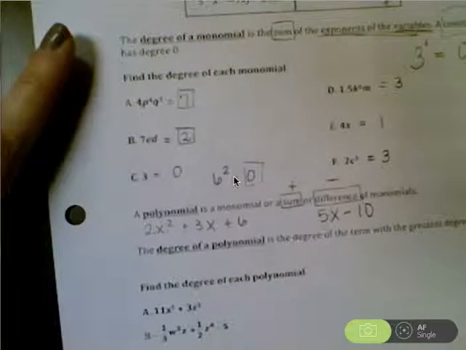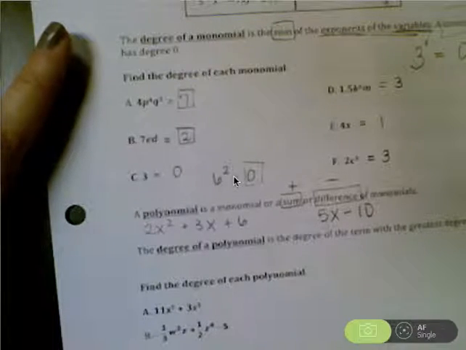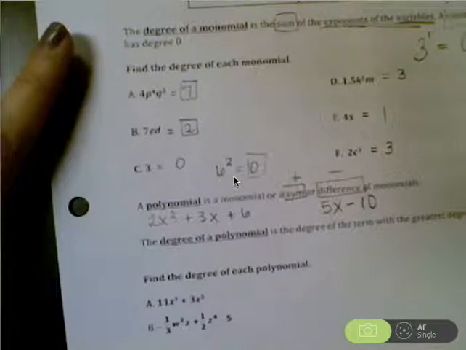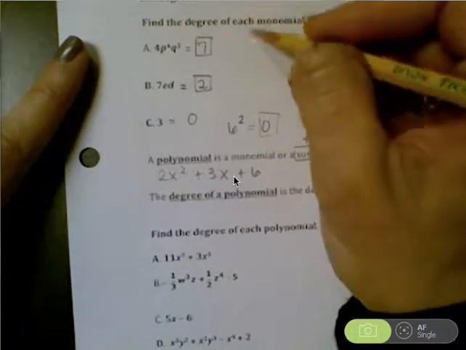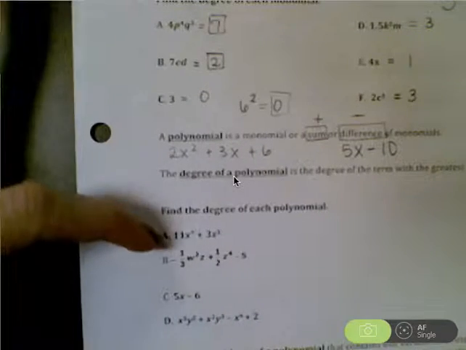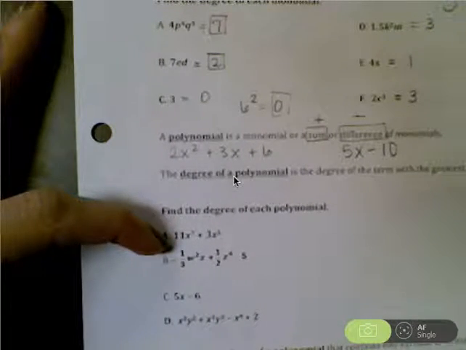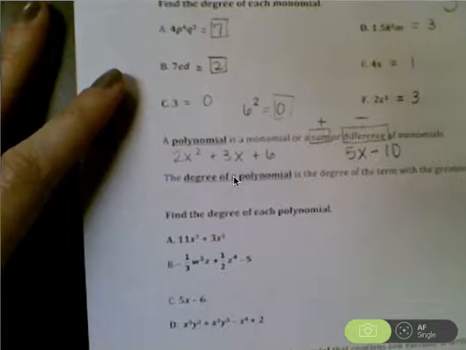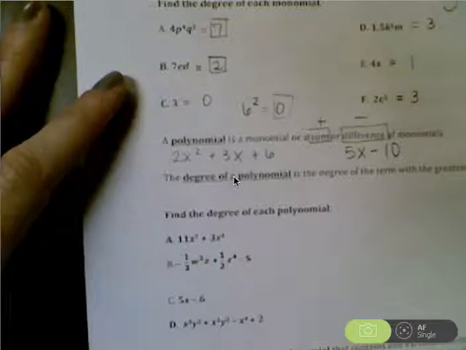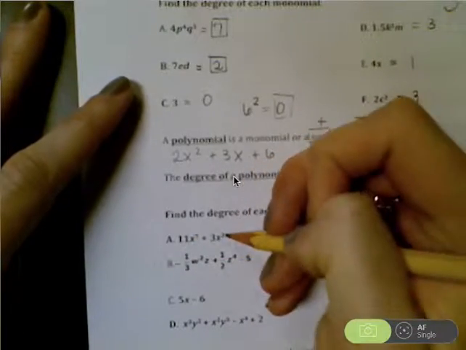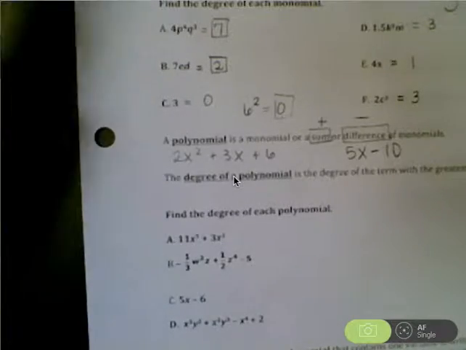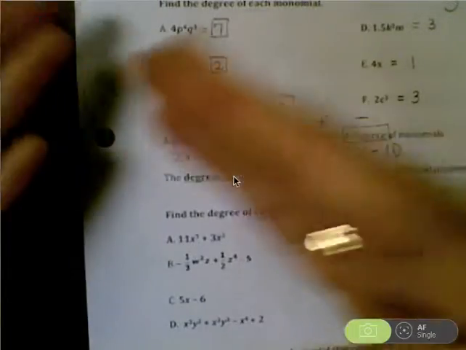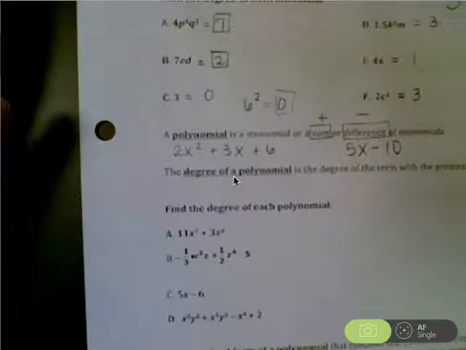Okay, the degree of a polynomial is the degree of the term with the greatest degree. So when you're finding the degree of a polynomial, it's a little bit different than when you're finding the degree of a monomial. For example, in letter A, we have 11x to the power of 7 plus 3x to the power of 3. Now, what you'll be tempted to do is to say that the degree is 10 because 7 plus 3 is 10. But since this is a polynomial and there's more than one term, what you do is you find the degree of each individual term and then just choose the highest one.